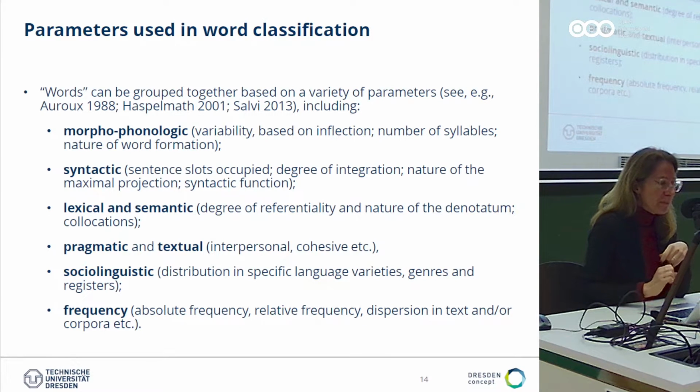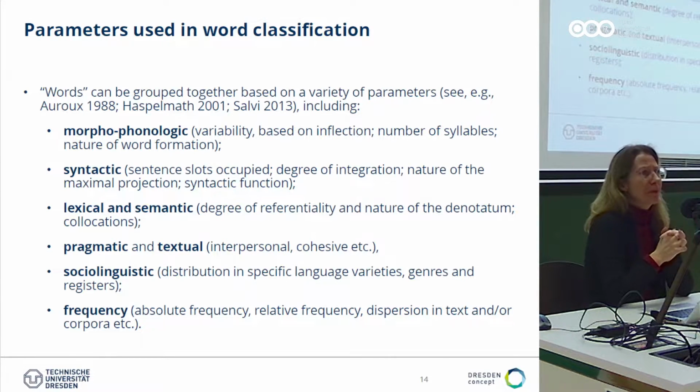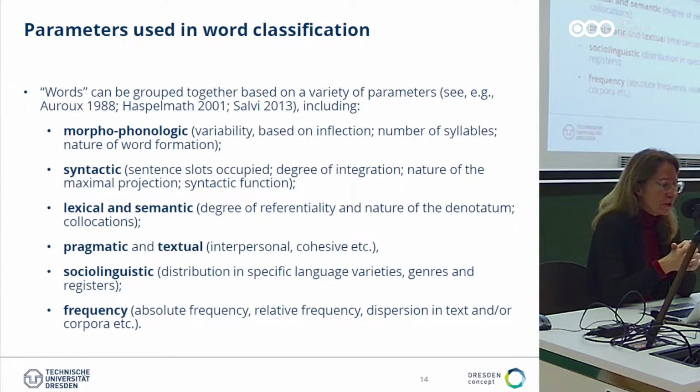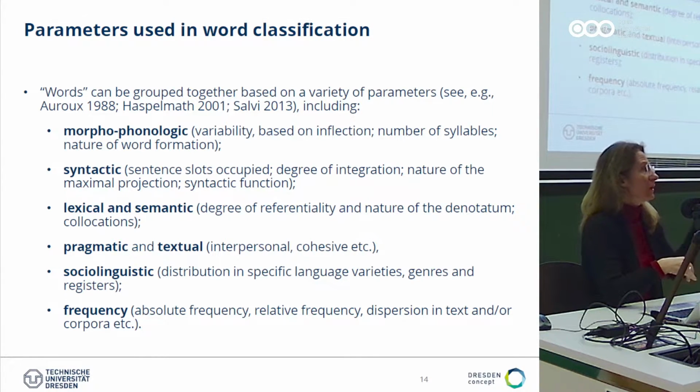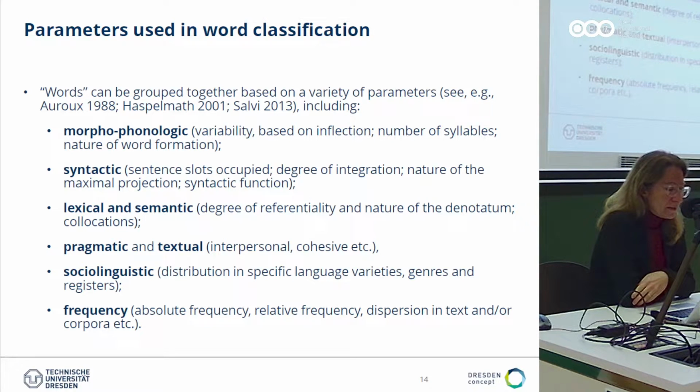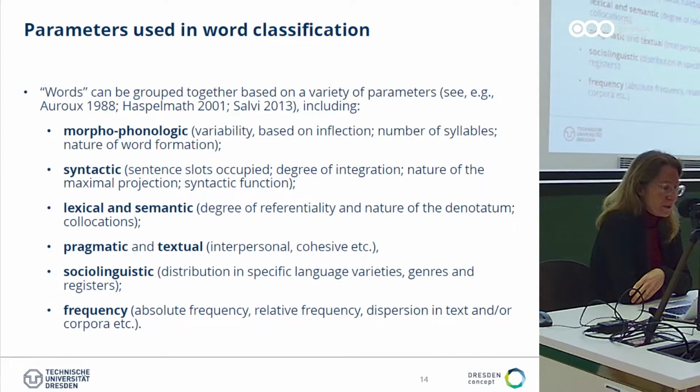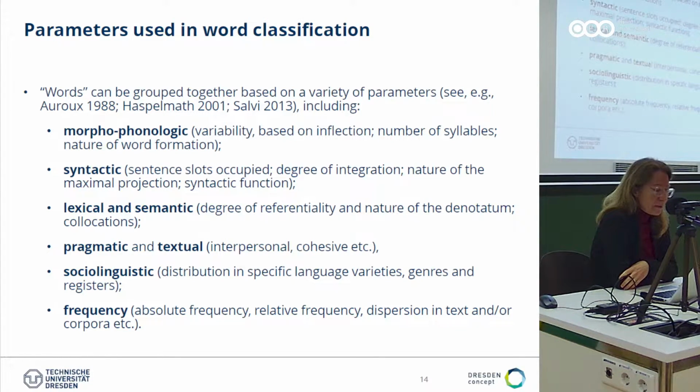In order to classify words, we have different parameters. Words can be grouped according to, here I have listed some of the parameters that allow us to classify words. Morphological or phonological parameters, such as their variability, so if they change in form. This criterion is based on inflection. Do we have variable words or invariable words? That would be a parameter that allows us to distinguish two groups of words. But we have syntactic parameters, so what sentence slot words occupy in a sentence, or lexical and semantic properties of a word, for instance, the degree of referentiality of a word.